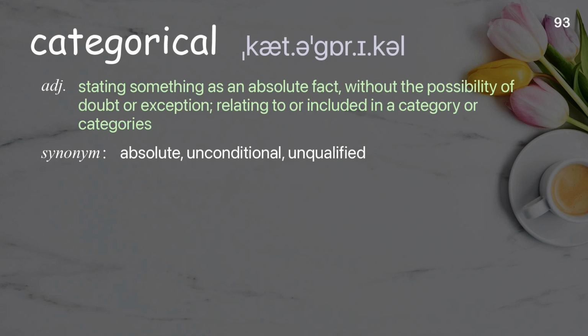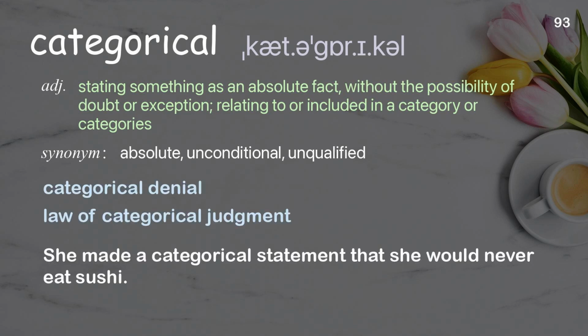Categorical. Stating something as an absolute fact, without the possibility of doubt or exception, relating to or included in a category or categories. Examples: Categorical denial. Law of categorical judgment. She made a categorical statement that she would never eat sushi.